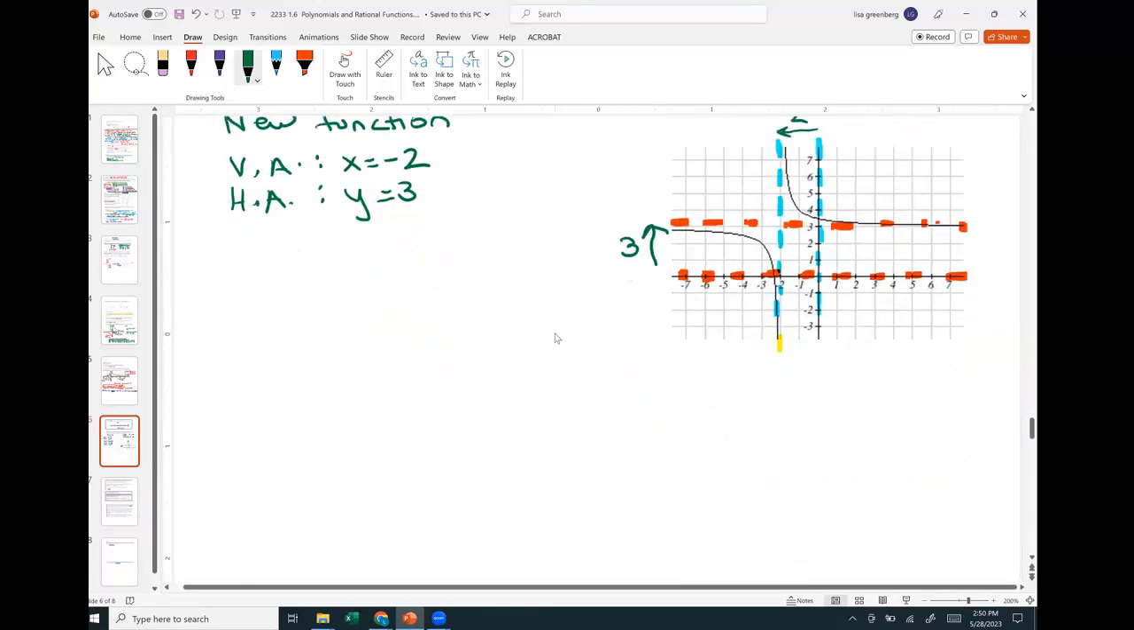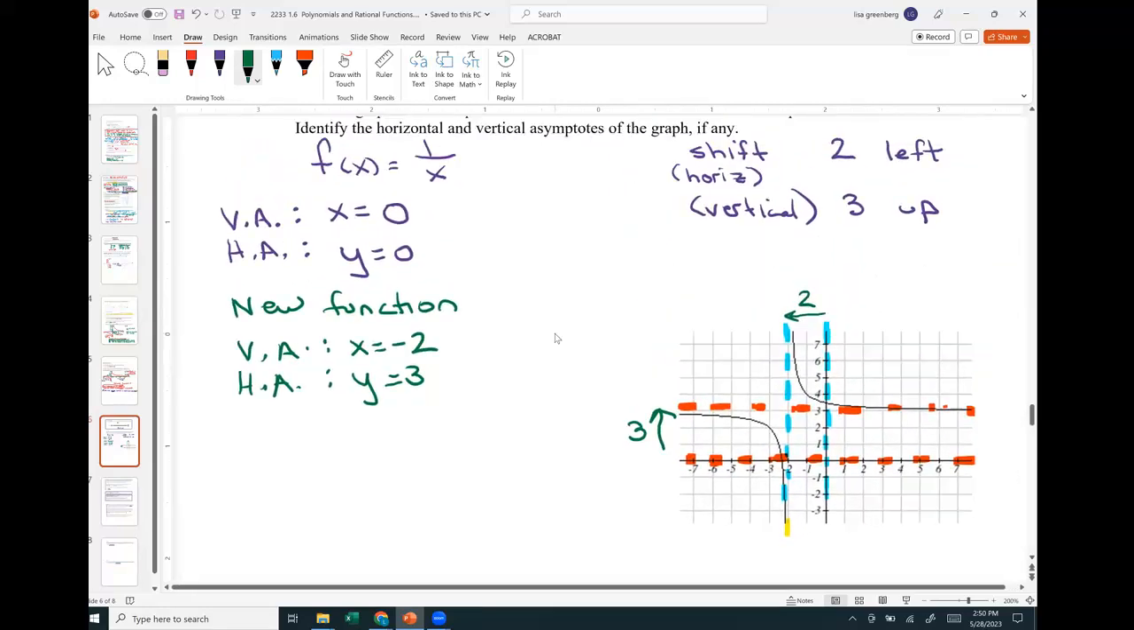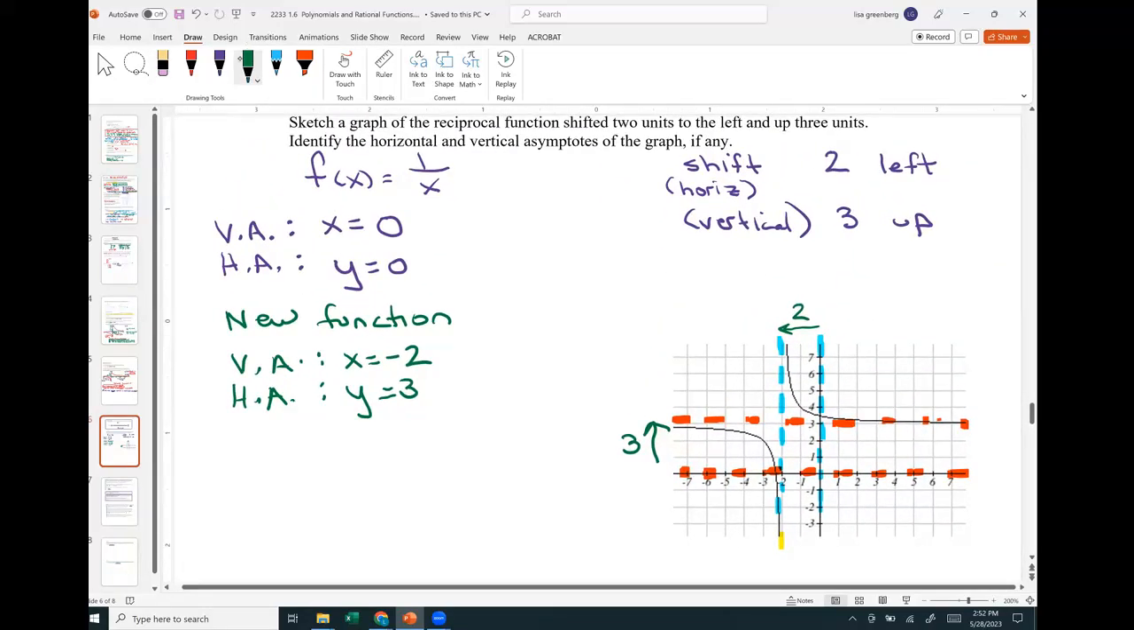Should we try to figure out what the function would actually be? Let's call this g of x. So g of x is going to equal f of x plus 2. If you remember, it always goes opposite. And then we're shifting up 3, so we're adding 3. Let's write this as our equation.